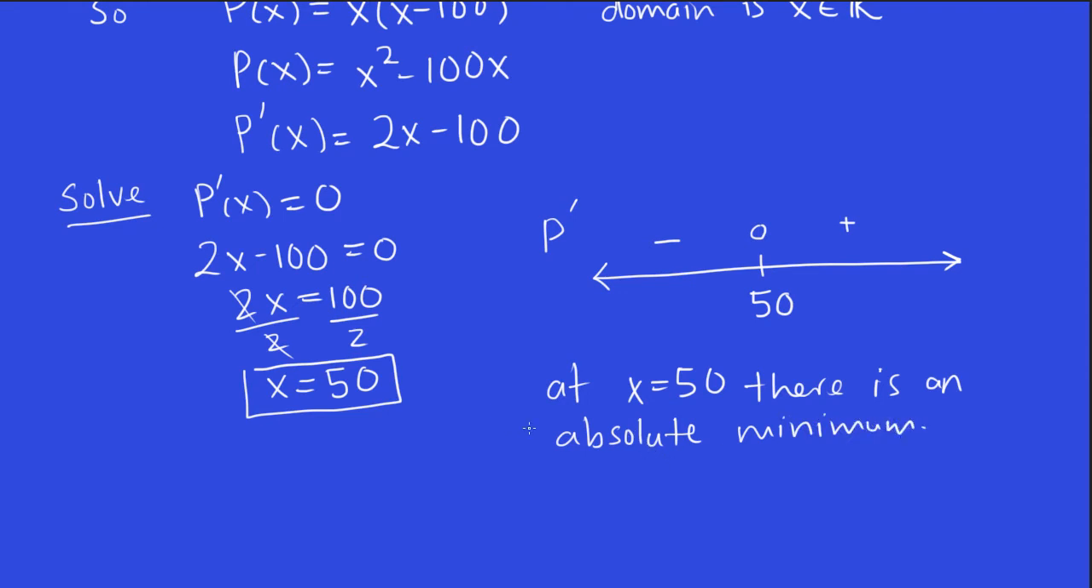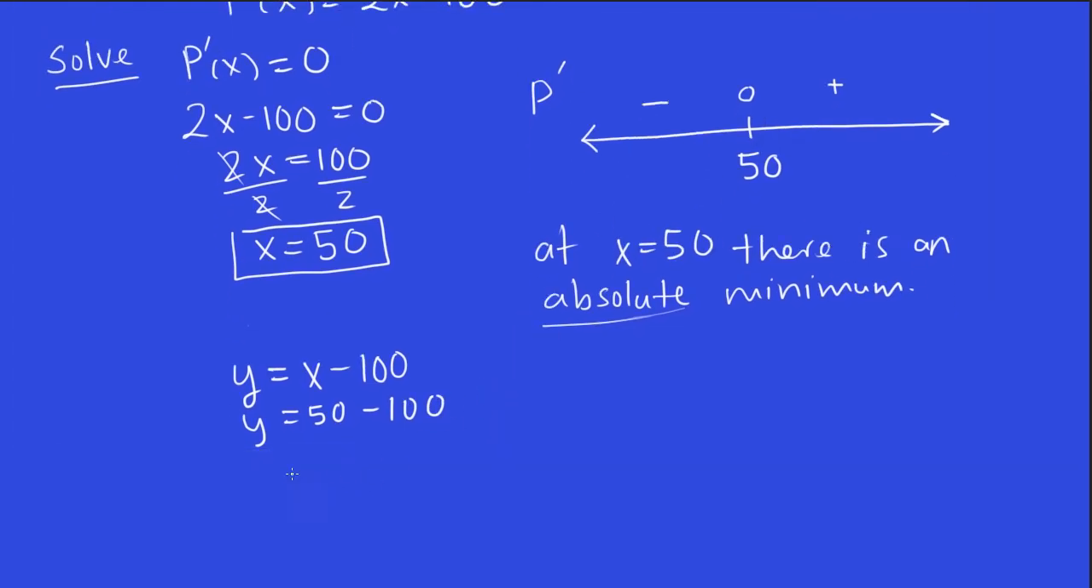And that's what we wanted, right? We wanted to minimize p. And we found out that when x is equal to 50, the product p is minimized. There's nothing lower than that because that's the absolute minimum. Why don't we find y as well? Remember the formula for y? It was x minus 100, right? And since we know what x is now, we can plug that in. So y is going to be 50 minus 100, which is negative 50.